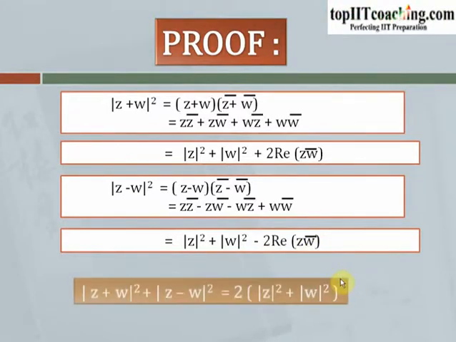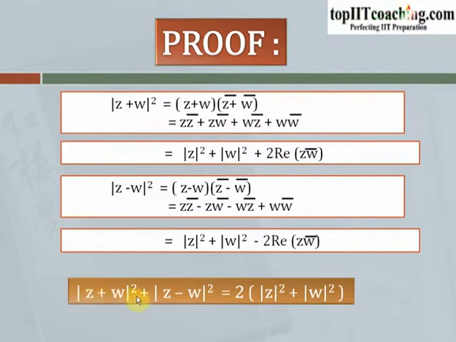Now we add both these terms. What do we get? Modulus of z plus w whole square plus modulus of z minus w whole square is equal to 2 times modulus of z square plus modulus of w square. Both these terms get cancelled and this becomes double. So thus we have proved that the modulus of z plus w whole square plus modulus of z minus w whole square is equal to 2 times the square of modulus of z plus square of modulus of w.